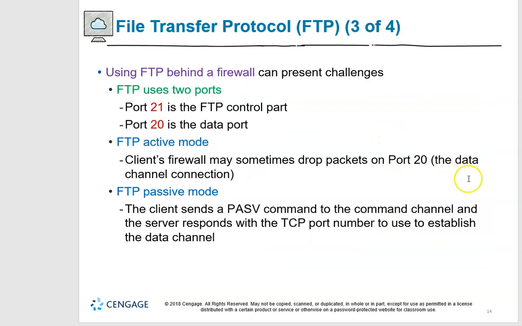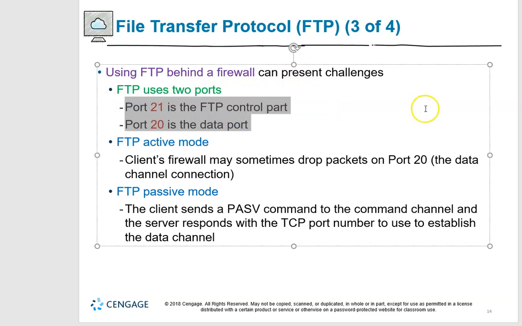So how does it work? Well, behind a firewall you got some challenges. First of all, it needs two ports to work, port 20 and port 21. It's important to remember which one is which for your CompTIA certification exam. So port 21 is for control, establishing the connection, terminating the connection, but port 20 is where the information actually flows.